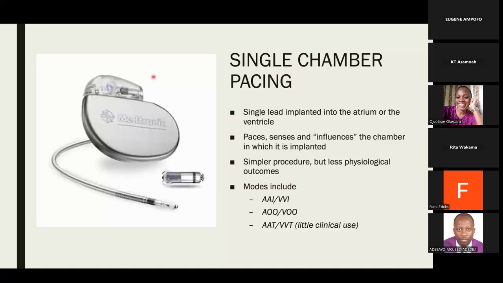You can have AOO or VOO. This is what is termed asynchronous pacing. So in AOO or VOO, this means that it is pacing at a set rate. It doesn't care what is happening. It doesn't care about the intrinsic cardiac system. It is just firing depolarizing impulses regardless of what is going on in the intrinsic rhythm.